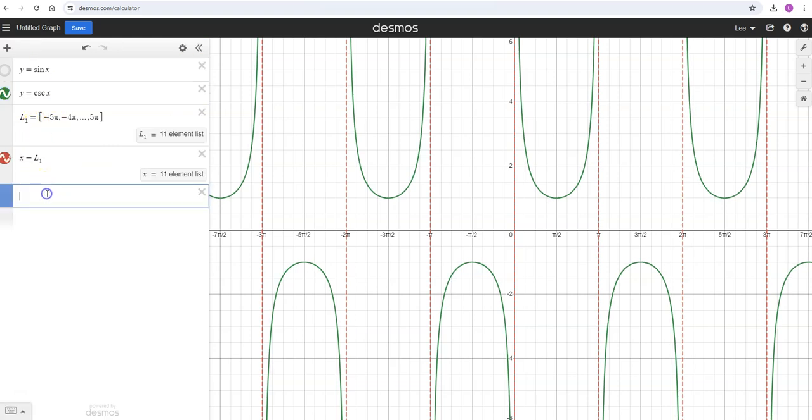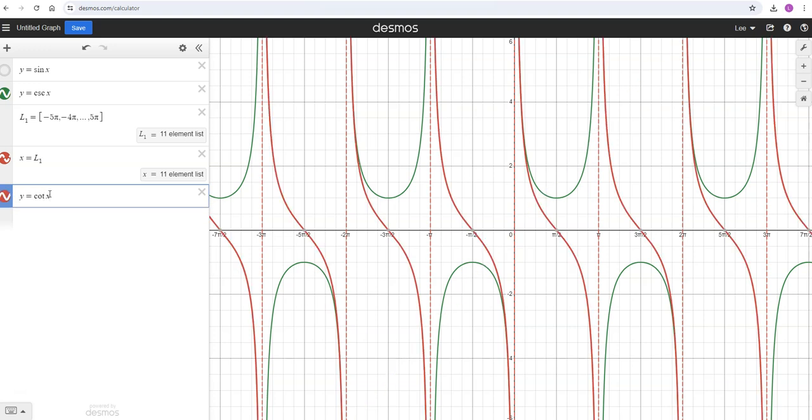If I want to graph something like cotangent, same deal. Y equals cotangent of x. We'll have those same asymptotes as cosecant. So both cofunctions, cosecant and cotangent, are going to have those multiples of pi as the asymptotes.